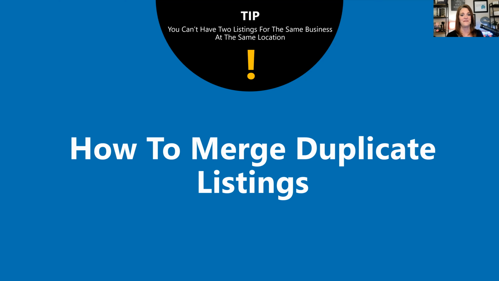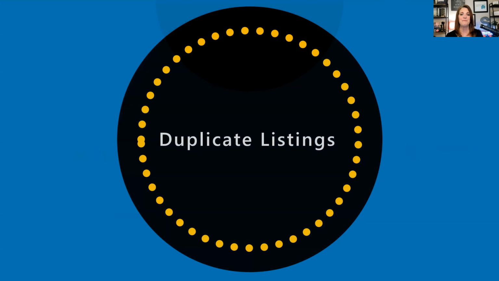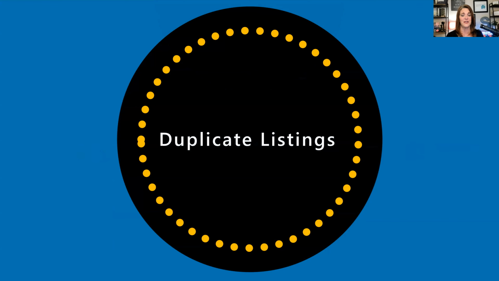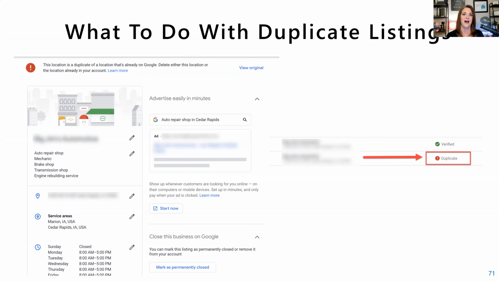So I'm going to kind of book through this fast. And duplicate listings can be kind of confusing. So we're only going to talk about storefronts. If you have a service area business, I would recommend that you go to the Google My Business help forum and talk to one of the Google My Business product experts about your situation. Duplicate listings are kind of confusing. So I just kind of want to touch on this here.